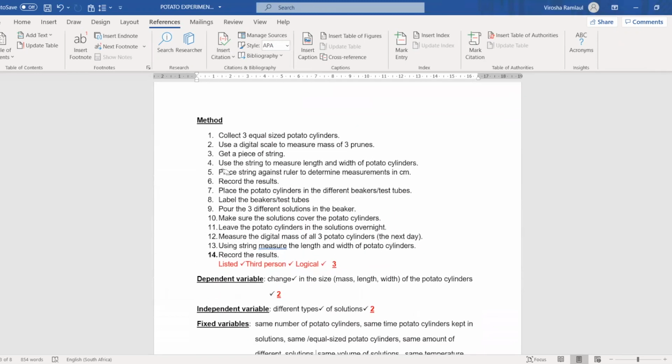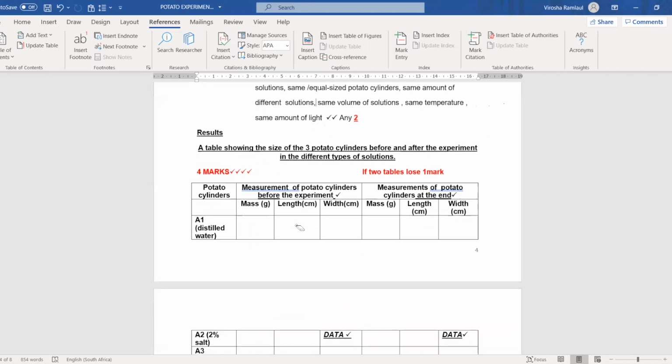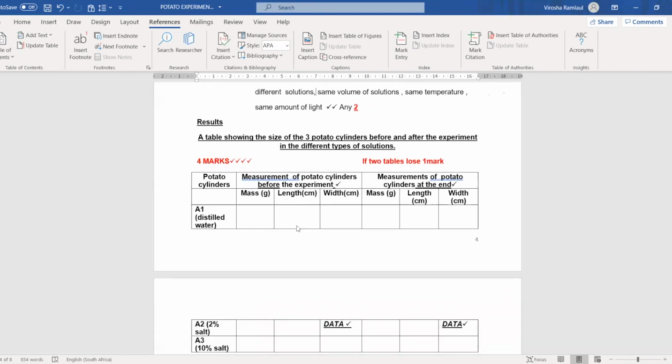If you look at your method, it must be listed, meaning 1, 2, 3, 4. Do not write step 1, step 2. Third person, there's no I or me or my, and logical. You first collected the potatoes, then you measured the length and the width, then you measured the solutions, and then you put the potatoes in, right? Always end off with record their results, right? This is your method. This is logical. We've just done the variables. Your results must be in one table.